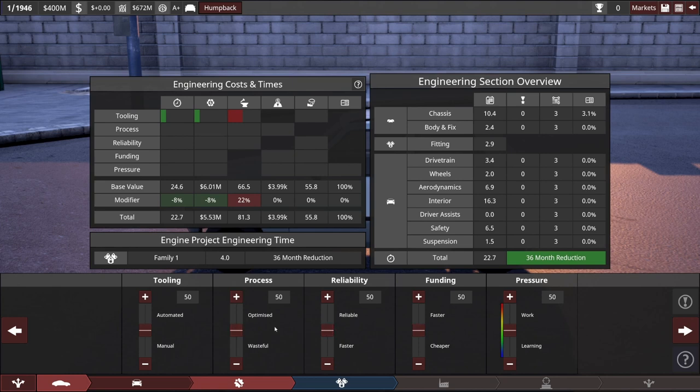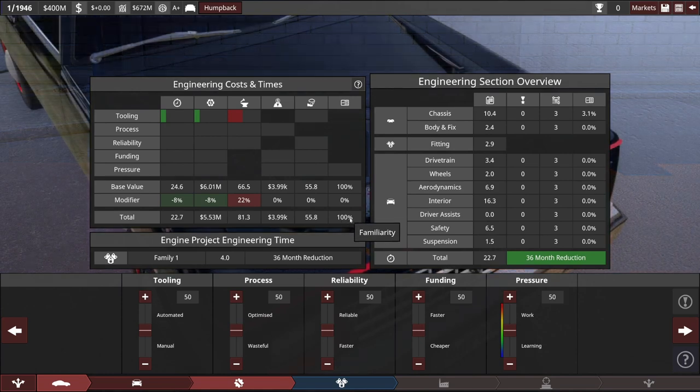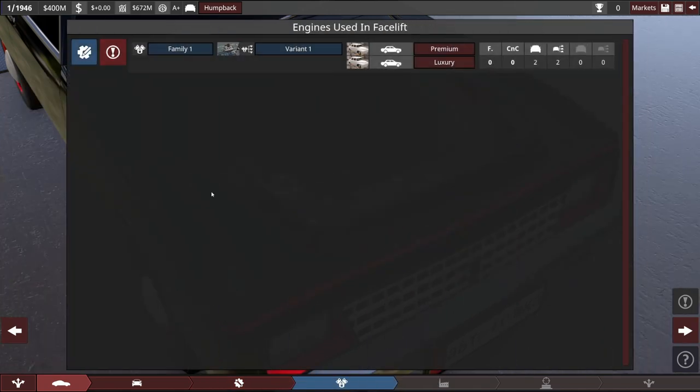Reliability is valuable to us, but it also costs us a lot to add anything. And pressure, we're going to leave where it is too, because we want to get our familiarity from the first car. That's a discount on all our future engineering. It's a factor based on arbitrary numbers that are hidden from us, but you'll end up with those familiarity numbers when you choose a part in engineering.